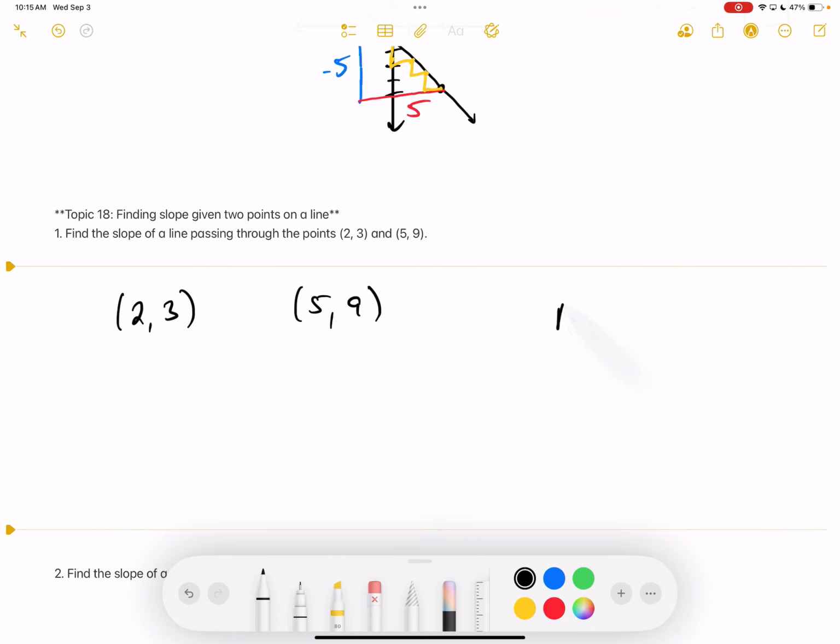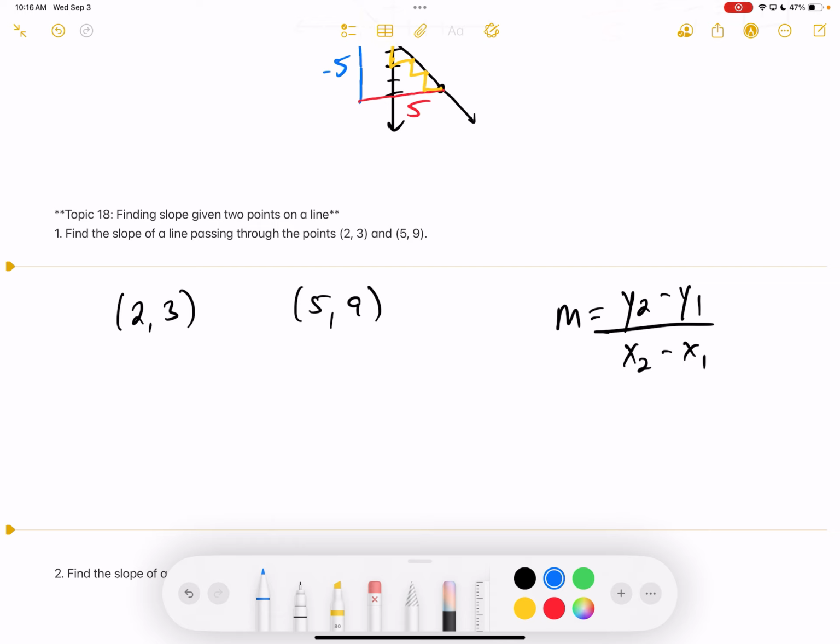For this one, you are going to use this formula, y sub 2 minus y sub 1 over x sub 2 minus x sub 1. You are going to find the rise, which is up or down, so you subtract the y's to figure out how much you're going up or down, and then your x's are the sideways ones, so you figure out how much you're going to the right.